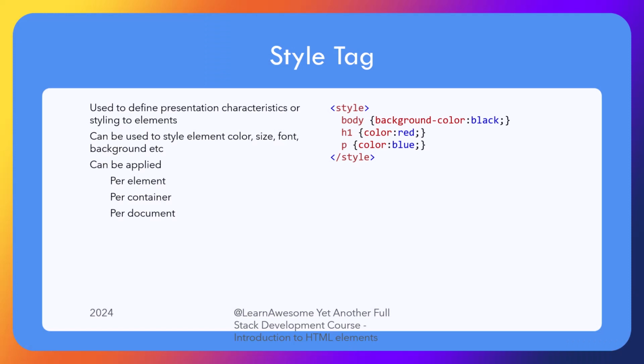The style element is used to define presentation characteristics or styling to elements like color, size, font, etc. Style can be per element, per container, or per document. The style element in the head element usually defines style for the entire HTML document. The style in the given example would result in your page loading with a black background, and any H1 tag you add anywhere in your document would appear in red color, while paragraphs would have blue text.